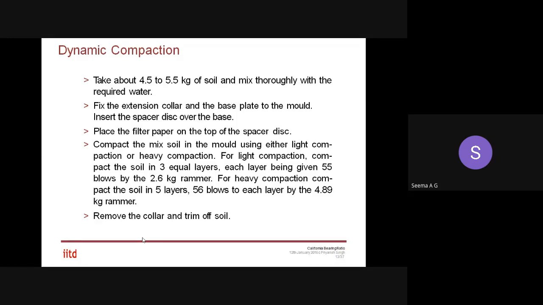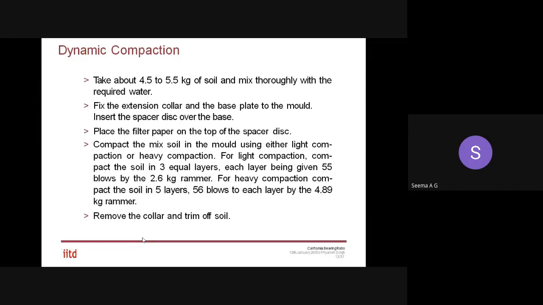Then the experiment can be conducted either in the soaked condition or in the unsoaked condition. For normal laboratory works, you can go with an unsoaked soil sample. But for important works, for actual consultancy work, or for testing the soil for important projects, you should test the soil in the soaked condition only. Soaking means putting the soil sample in water for a specific period, as per our IS specification.